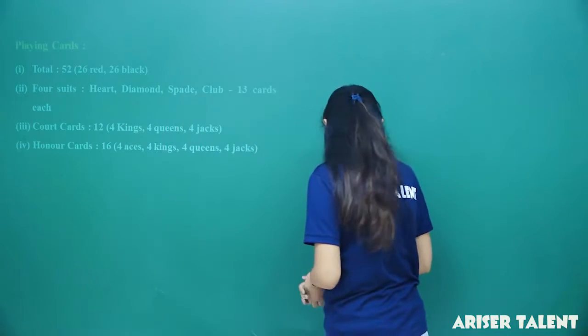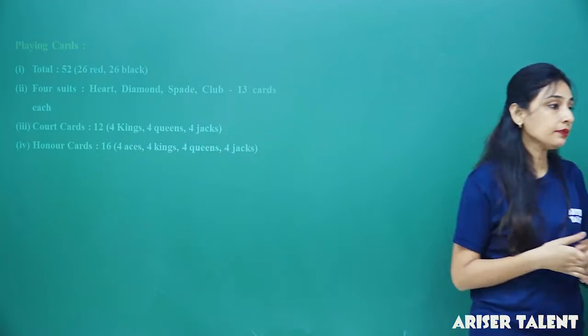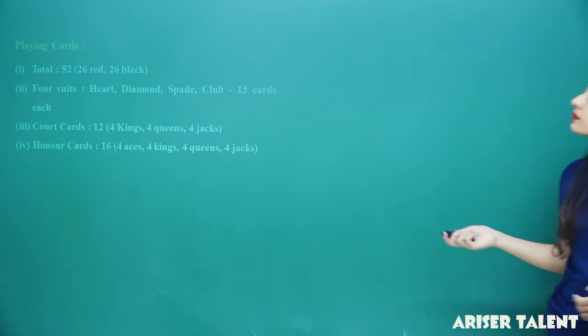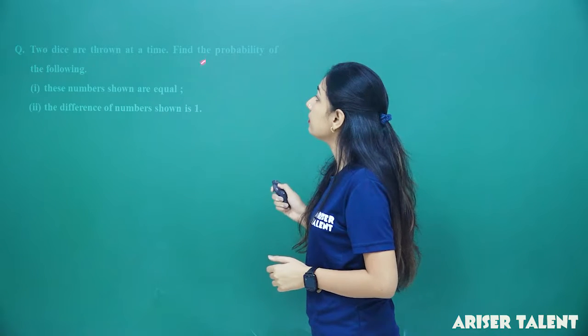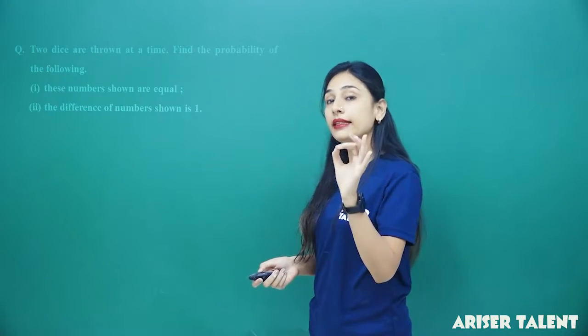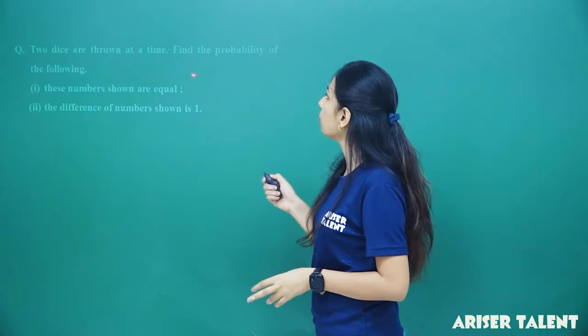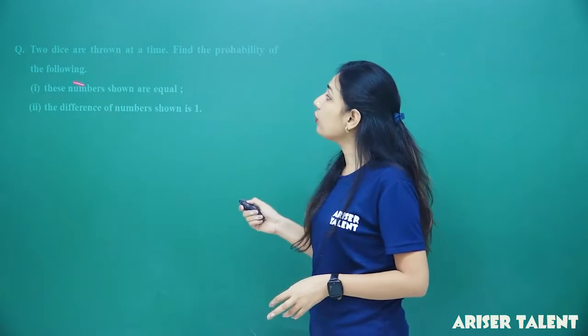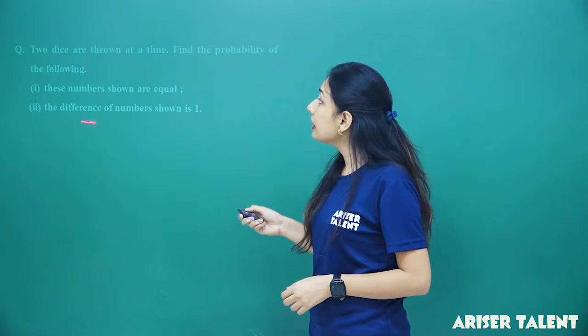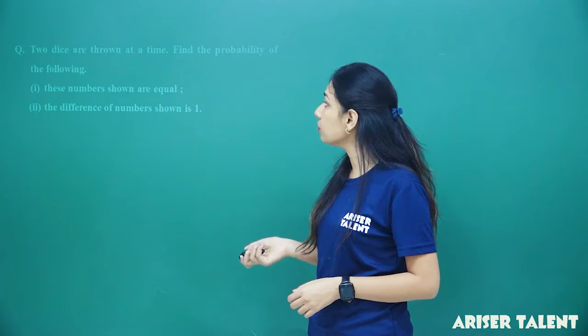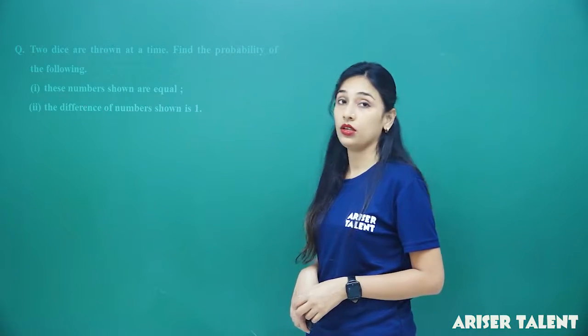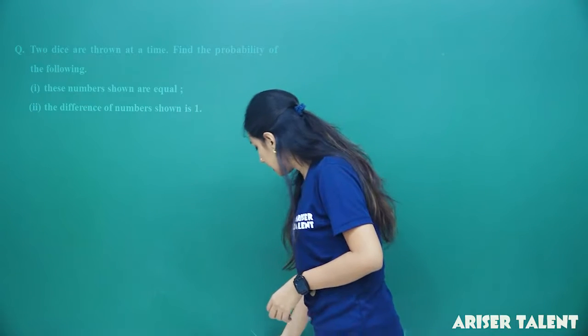Okay, so we are having the first question. 2 dice are thrown at the same time. At the instant 2 dice are thrown, find the probability of the following. These numbers shown are equal. The difference of numbers shown is 1. Okay. So students, here's the thing.